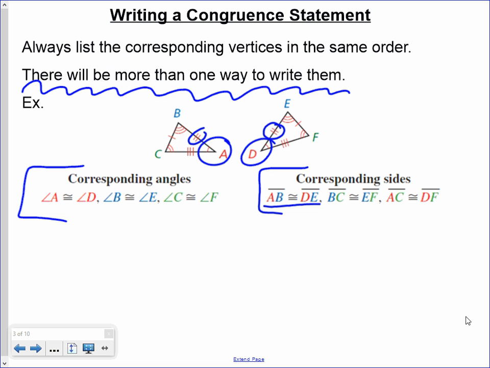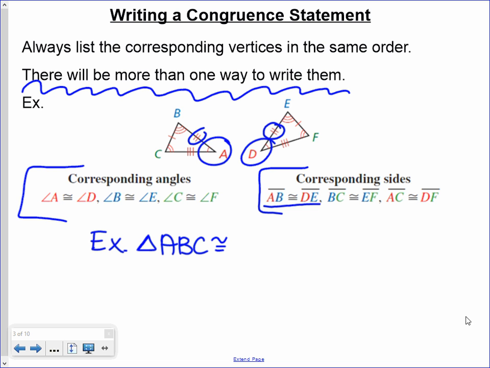So when you write this congruent statement, it doesn't matter where you start. I always just pick one of the triangles. Let's just say I'm looking at triangle ABC, and you can list it in any order. So I'm going to give you a couple different examples here. I could say triangle ABC. Now, if I'm going to say triangle ABC, I need to match up my letters correctly.